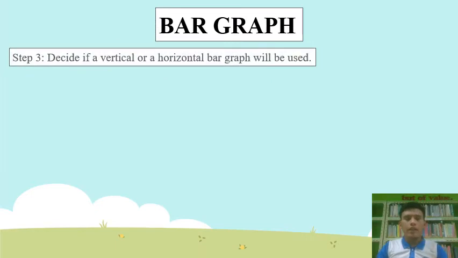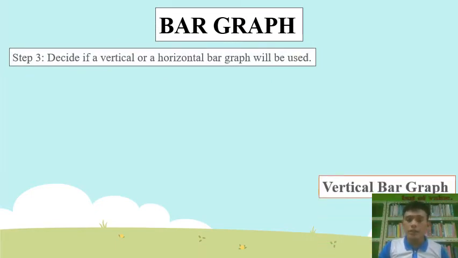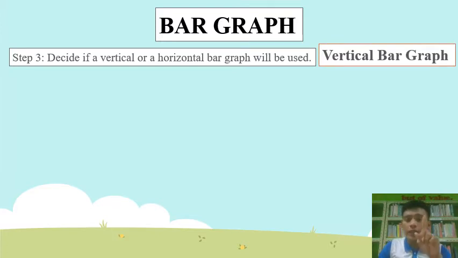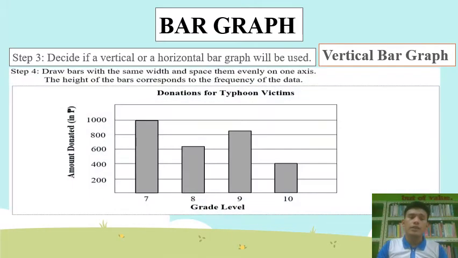Step 3. Decide if a vertical or a horizontal bar graph will be used. As of now, we will use a vertical bar graph first. And for our next example, we will use a horizontal bar graph. Step 4. Draw bars with the same width and space them evenly on one axis. This will be our y-axis, the amount donated, and this will be the grade level.